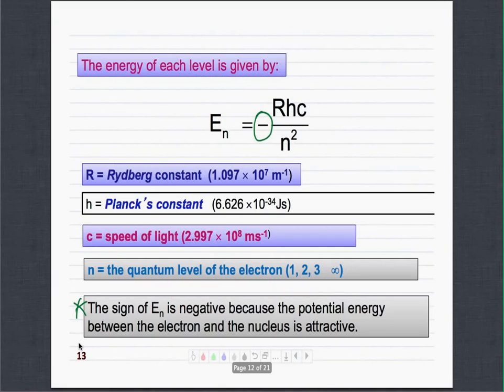So how do we calculate the energy? The energy of each level is given, so for n equal 1, n equal 2, n equal 3, the energy equals minus R_H hc over n squared, where R is the Rydberg constant, h is Planck's constant, and c is the speed of light.